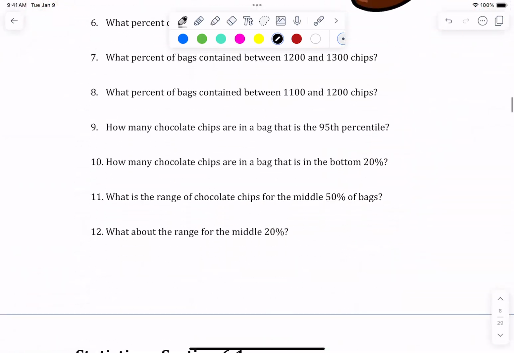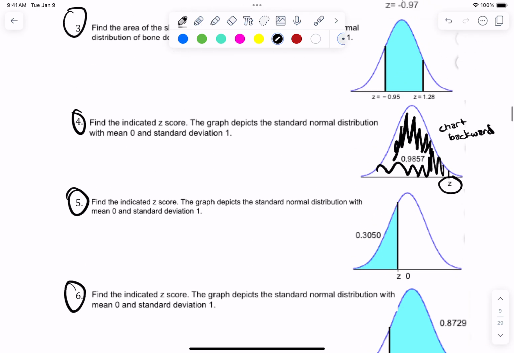And we looked it up backwards on the chart. Do you see how this goes both ways? The z-score is 2.19. Do you see how this works? That's not that bad.